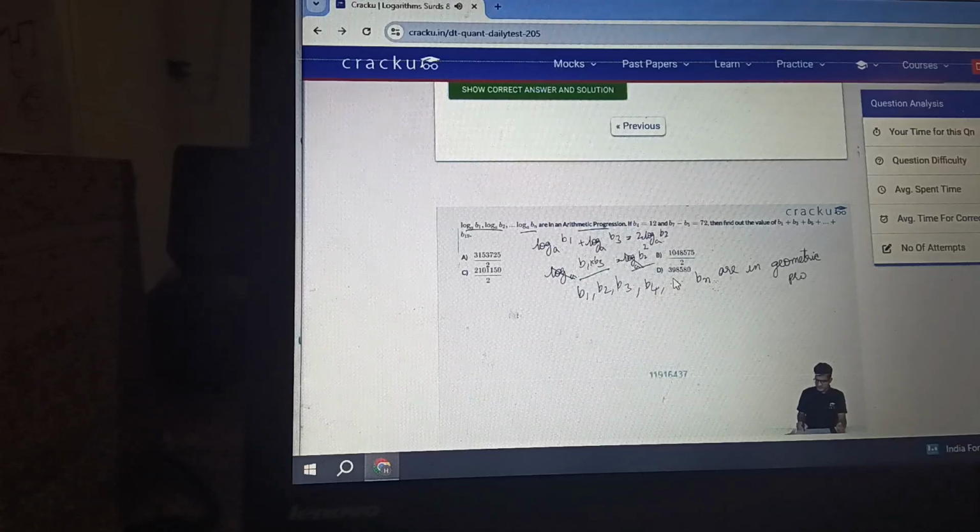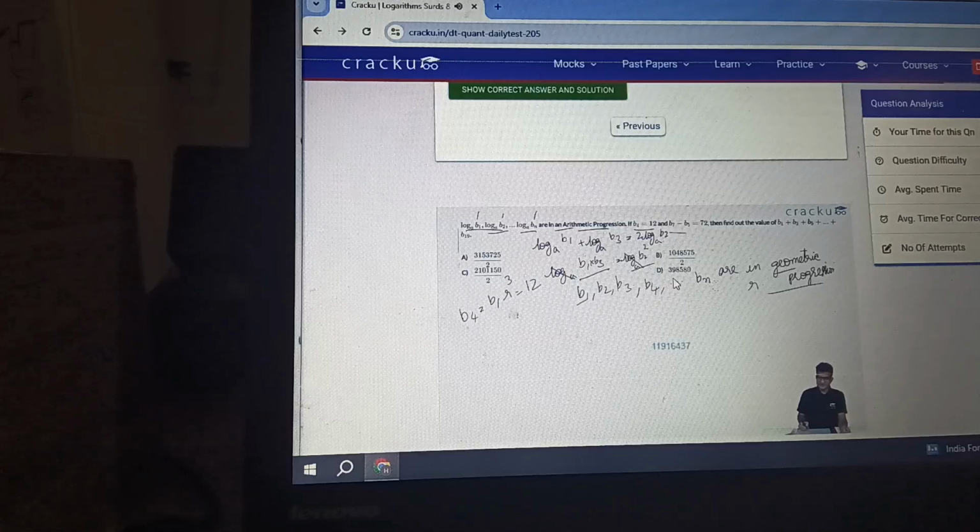This is something that is interesting to note. Whenever the logarithms are in an arithmetic progression and if the base is the same, then the arguments, that is b1, b2 dot dot dot till bn, will be in a geometric progression. So now let us assume that the geometric progression's common ratio is say r. The first term is b1. So what is the value of b4 which is given to us? The fourth term of the geometric progression will be equal to b1, which is the first term, into r cube. This is told to be equal to 12.